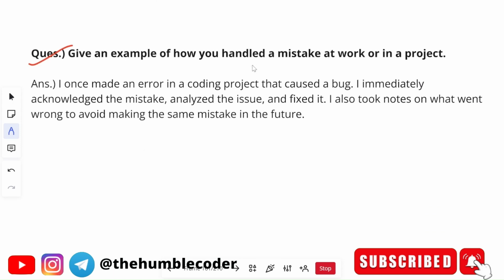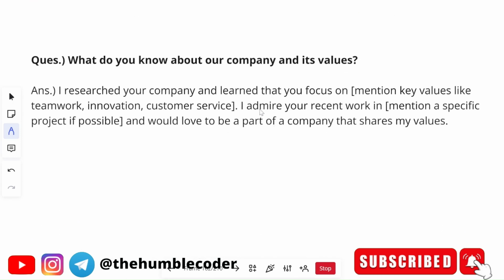Give an example of how you handled a mistake at work or in a project. I once made an error in a coding project that caused a bug. I immediately acknowledged the mistake, analyzed the issue and fixed it. I also took notes on what went wrong to avoid making the same mistake again in the future. Okay. Let's now move on to the next question that we have.